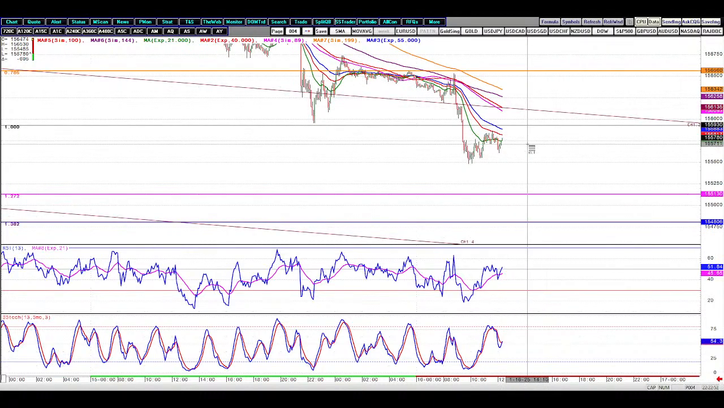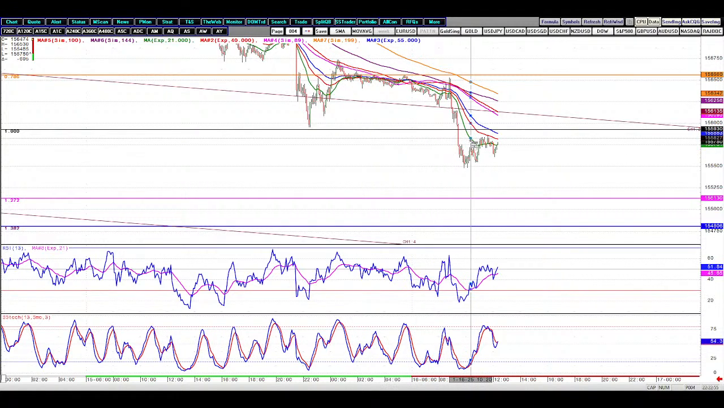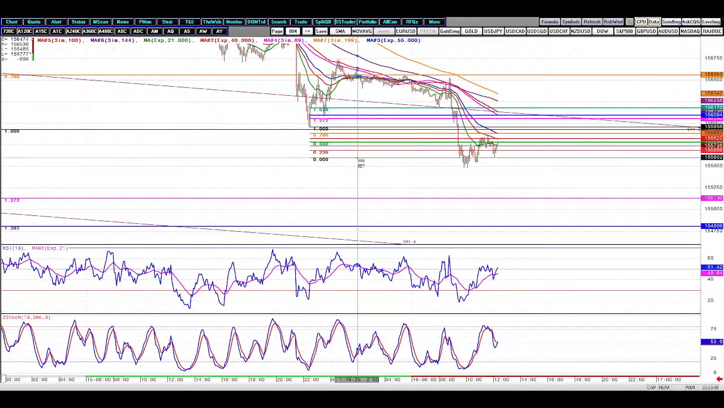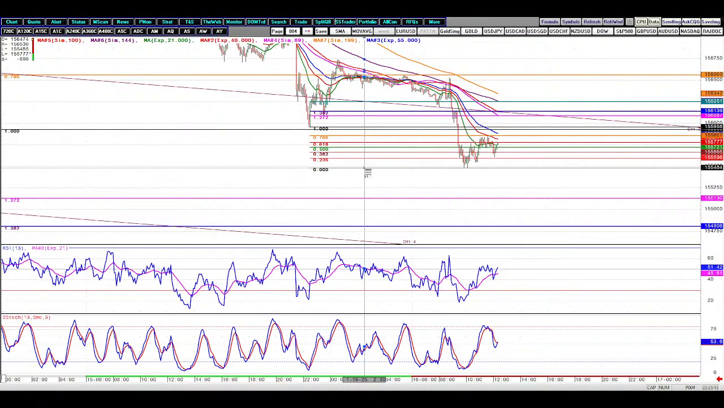Okay, so we are also below the previous day low, 155.95. So now let's assume we get a pullback, then I think your 156.15 should be your strong sell.